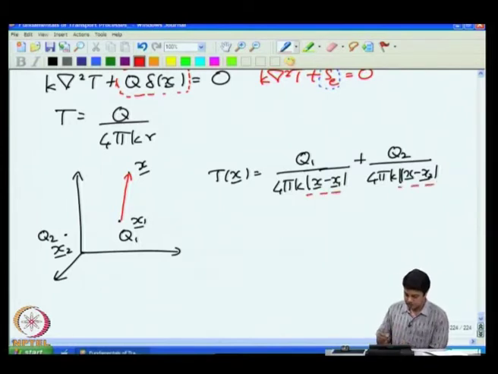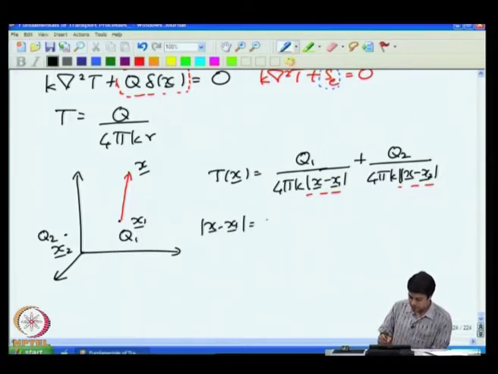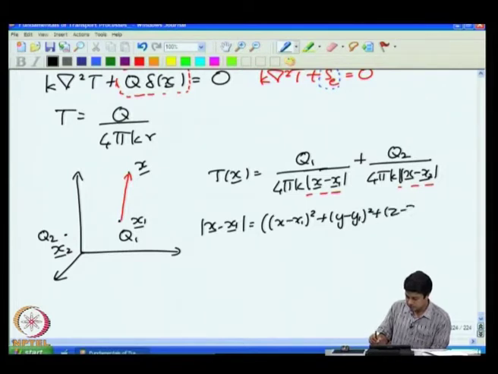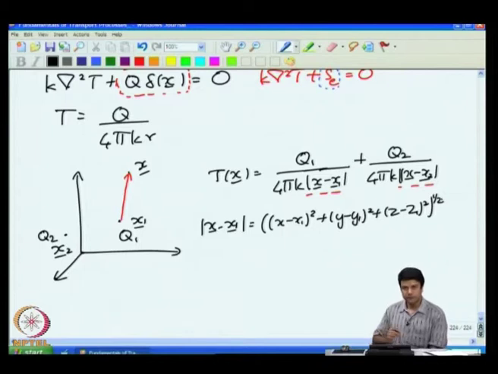That means that modulus of x minus x1 is equal to x minus x1 the whole square plus y minus y1 the whole square plus z minus z1 the whole square, to the half power. Just as r was equal to the square root of x1 square plus x2 square plus x3 square, this is the distance between these 2 locations, the length of the vector x minus x1. So, it is 4 pi k into the square root of x minus x1 the whole square plus y minus y1 the whole square plus z minus z1 the whole square.